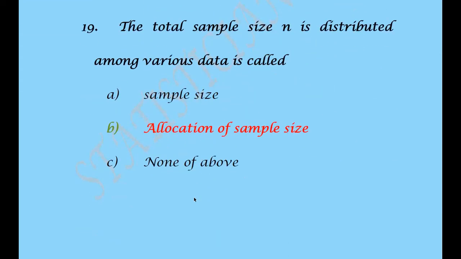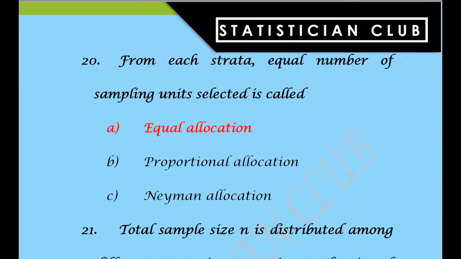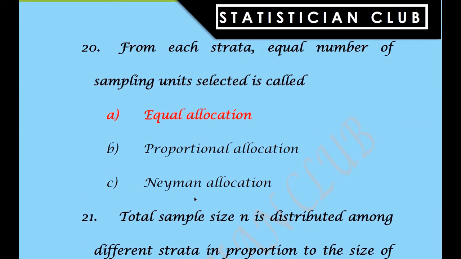The total sample size n distributed among various strata is called allocation of sample size. From each strata, equal number of sampling units selected is called equal allocation, proportional allocation, normal allocation. Right answer is equal allocation, because equal number of sampling units is selected.